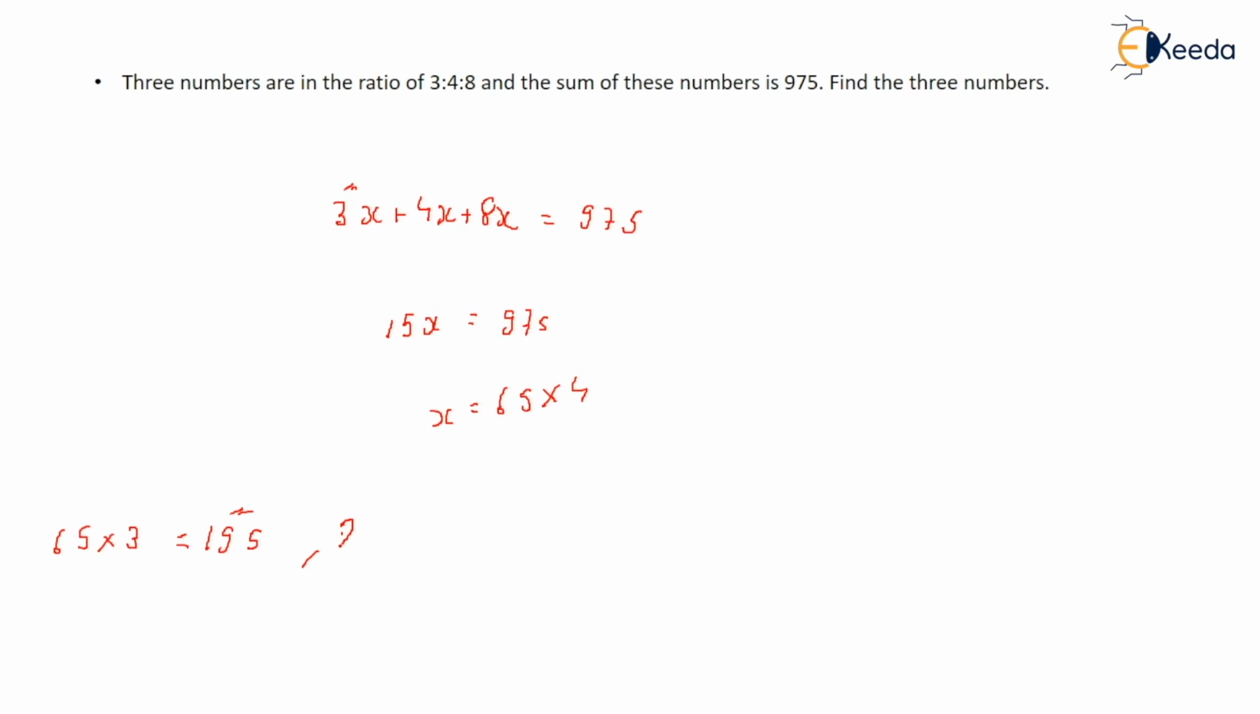That comes out to be 260. And the third number is 8x. 8x will be the double of this, that is 520. If you add all three, 520 plus 260 plus 195, the value will give you 975. So that's how you can confirm it. Simple question. Let's move to the next question.